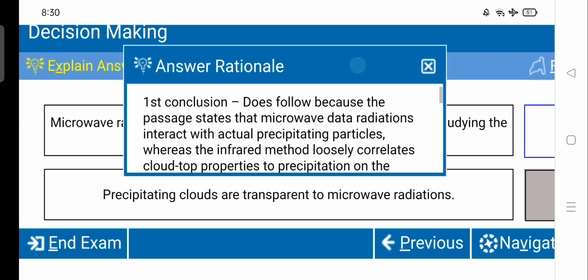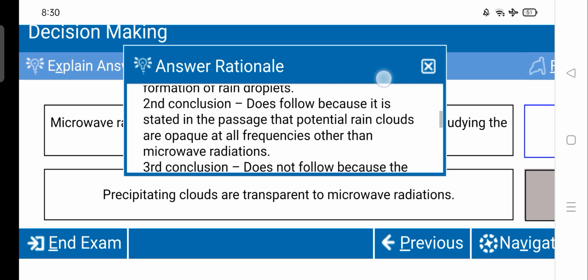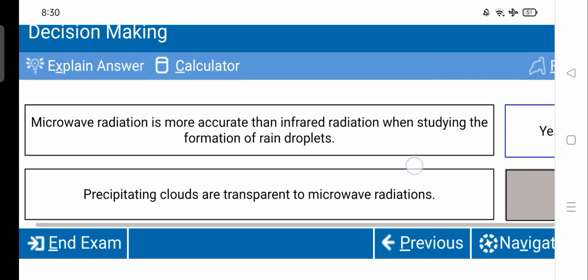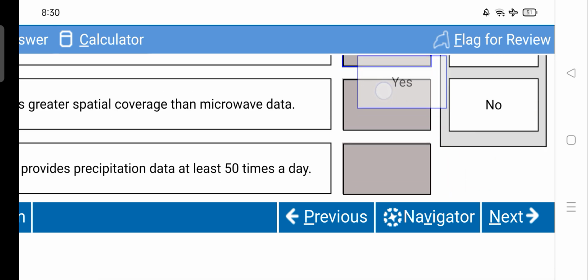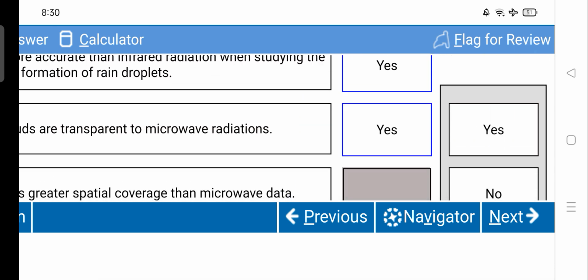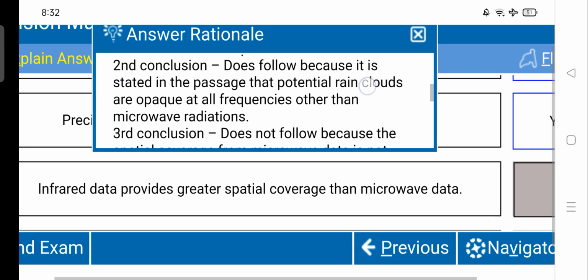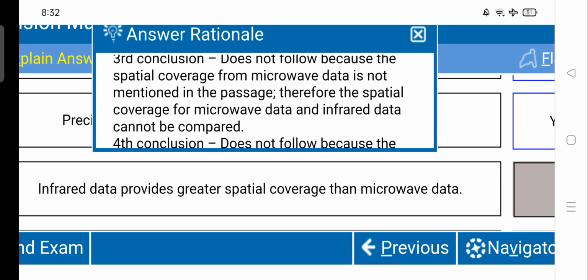Second conclusion says precipitating clouds are transparent to microwave radiations. It does follow because it is stated in the passage that potential rain clouds are opaque at all frequencies other than microwave radiations. So this one does follow. So that's why we will drag a yes and drop it here in front of this conclusion. So the third conclusion, which says infrared data provides greater spatial coverage than microwave data.